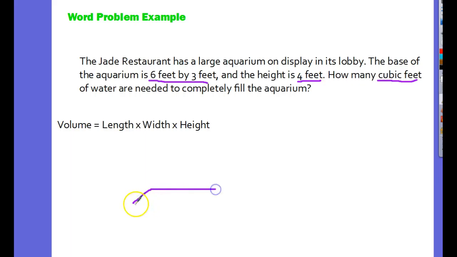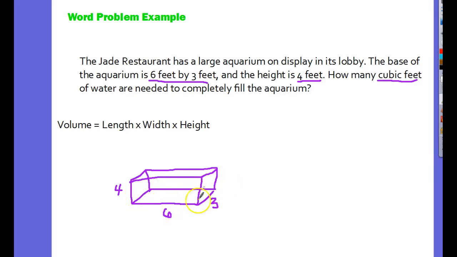So here they went ahead and said, oh, well, this base, if you look right here, this is 6 feet on this side, this is 3 feet on this side. So if you multiply these two numbers together, you're going to find the base. We were also told the height of the aquarium. The height of the aquarium is going to be 4 feet. And so if I go ahead and connect all my lines, which you don't need to do, but it's also sometimes helpful if you're having a hard time picturing it, to draw it out. I now have my 3 measurements, 4 feet by 6 feet by 3 feet.